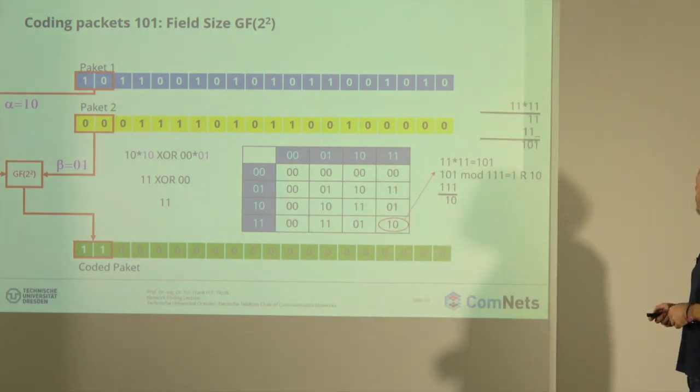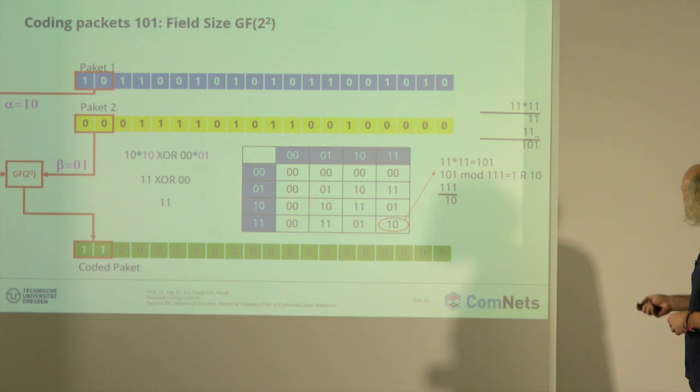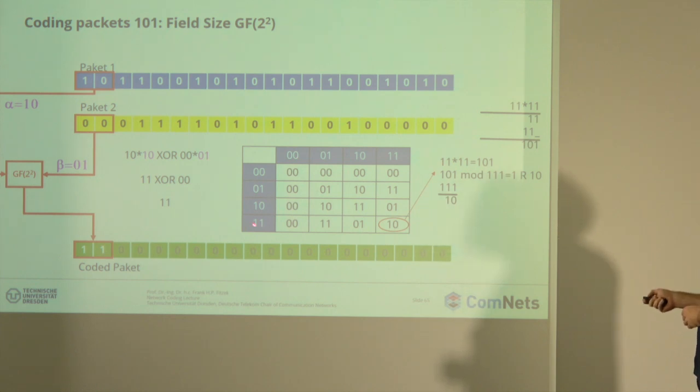Good. There's another one. We did it here for 1, 1 multiplied by 1, 1, and then you see the rest is 10 again. Very nice. The irreducible polynomial that we used here, you can look it up. It's just a table of irreducible polynomials of a certain order.